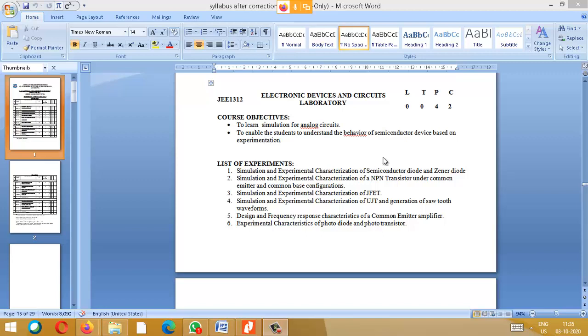Then there is a small difference between a diode and a Zener diode, which we will see. Then come transistors. Then we will see the JFET, and then we will move on to the UJT. All these are semiconductor devices. An NPN transistor can be operated in common emitter, common base and common collector configurations. Among these configurations, common emitter is used for switching.